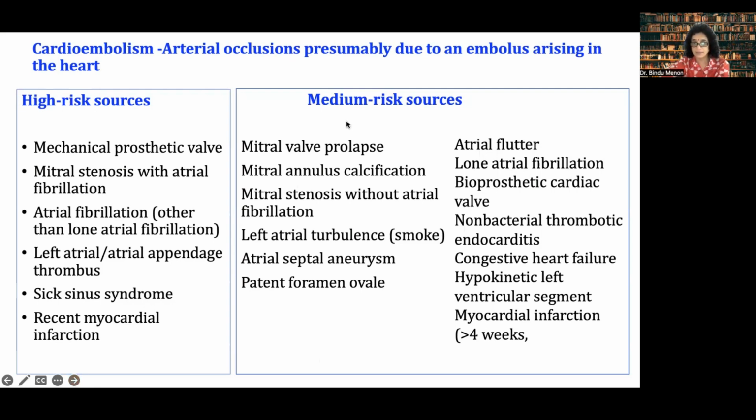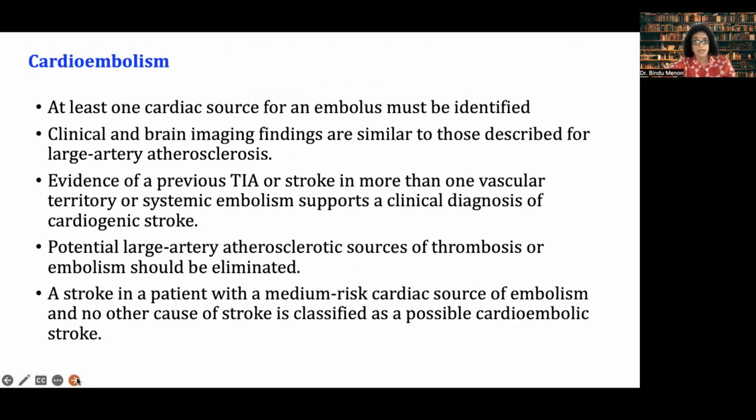Having said that, these are all differentiating features of high risk and medium risk, but they can always cross boundaries and become high risk at any point of time. At least one cardiac source for an embolus should be identified, which has been enumerated in the previous slide. The clinical and brain imaging findings are similar to those described for LAA. That is more than 1.5 centimeter in any of the territories of the cortical, subcortical, brainstem, cerebellar.